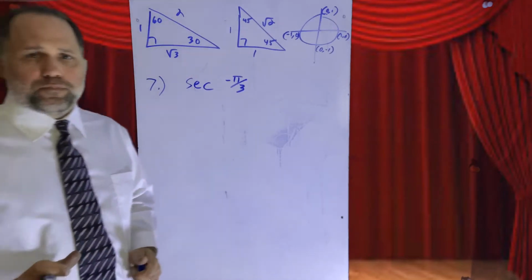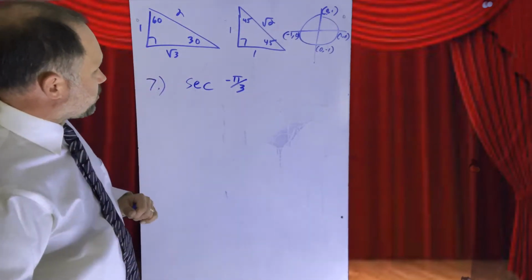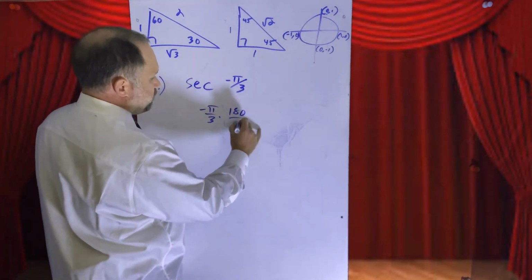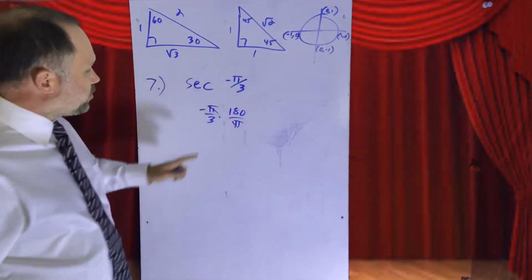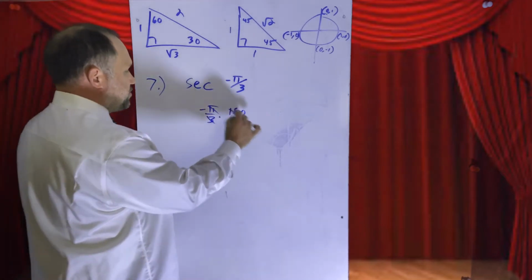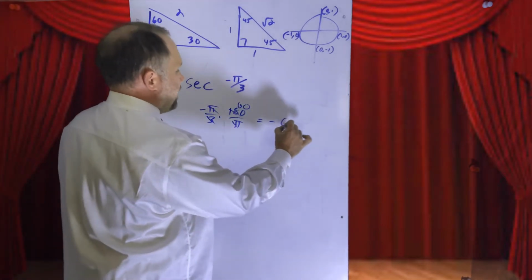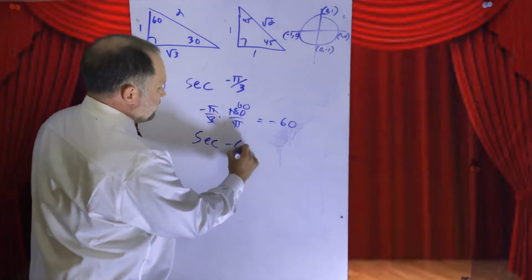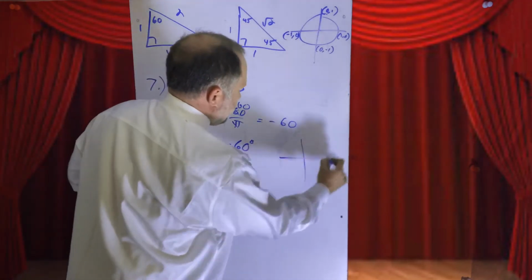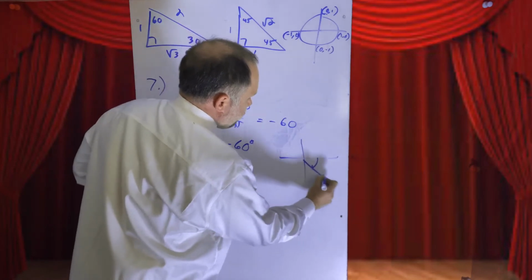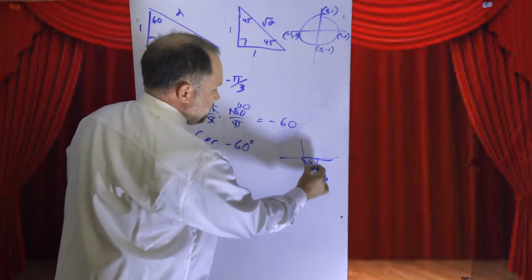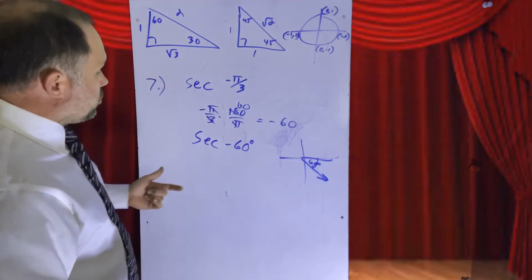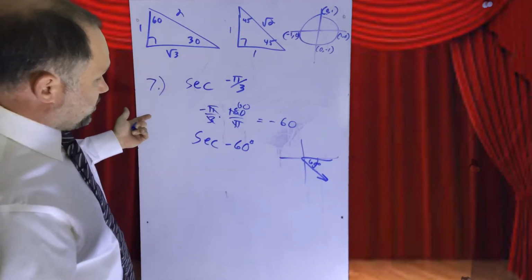Number 7 is asking you for the secant of negative pi over 3. Let's take negative pi over 3, convert it to degrees first, multiply by 180 over pi. Pi's cancel. 3 goes into 180 60 times. We're looking at negative 60 degrees. So we're actually finding the secant of negative 60. All right, negative 60 is right here. Its reference angle is still 60. Drop down 60, it still has a reference angle of 60. So really we're just finding the secant of 60 degrees.